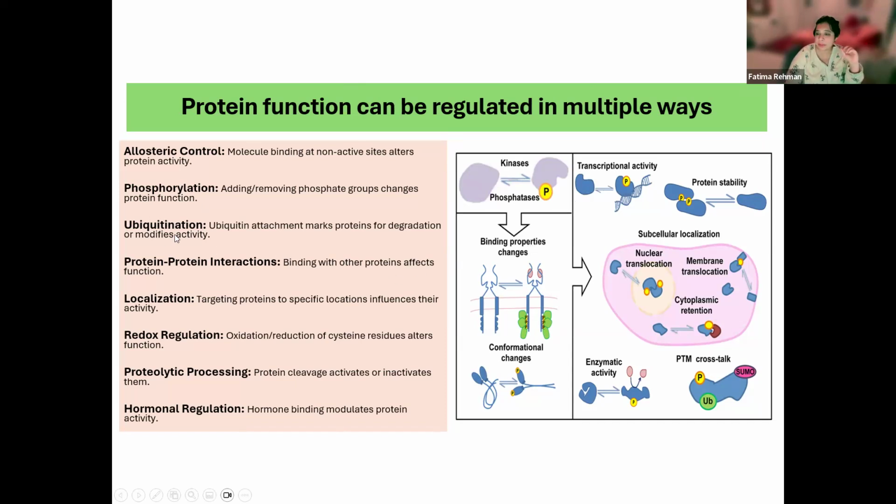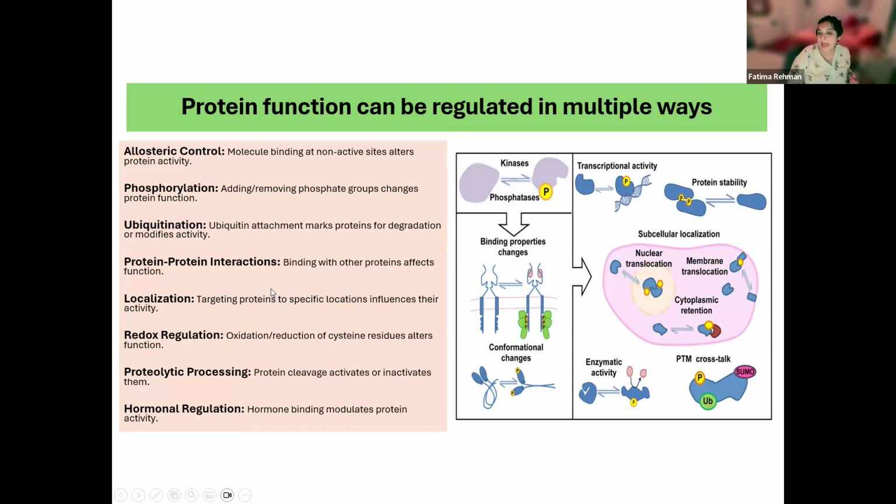Then you can have ubiquitination. When a protein is ubiquitinated, typically that targets it for degradation, or modifies its activity greatly in a different way. Finally, you can have protein-protein interactions, where two or more proteins come together to create a functional molecule and actually perform a function.